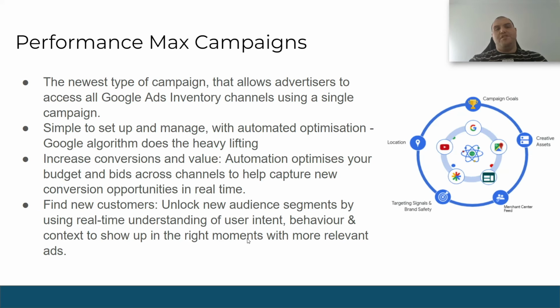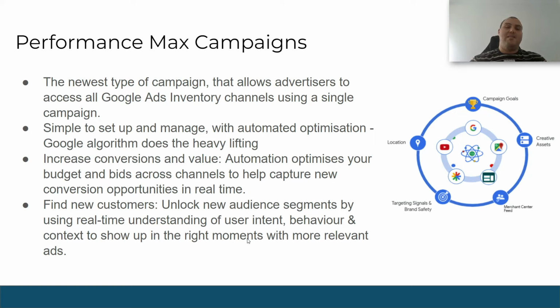The newest addition is Performance Max campaigns. These are completely new to Google, only recently in the last few months, and allow advertisers in a single campaign to get access to all of Google Ads inventory channels. So all of the channels I just mentioned, you can basically target through a Performance Max campaign on its own. The benefits of this are obviously that it's simple to set up and manage, and pretty much all automated optimization. Google's algorithm does the heavy lifting to find your ideal customer.